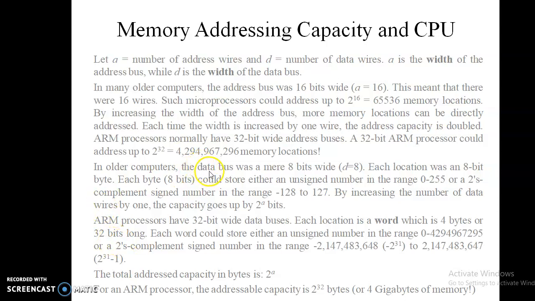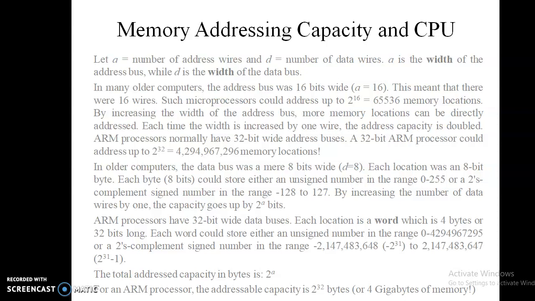In older computers, the data bus was a mere 8 bits wide. Data bits means the data carried at a time is 8 bits. Each location was an 8-bit byte. Each byte could store either an unsigned number in the range 0 to 255 or a 2's complement signed number in the range -128 to 127. By increasing the number of data wires by 1, the capacity goes up by 2 power n bits. ARM processors have 32-bit wide data buses, each location is a word which is 4 bytes or 32 bits long.